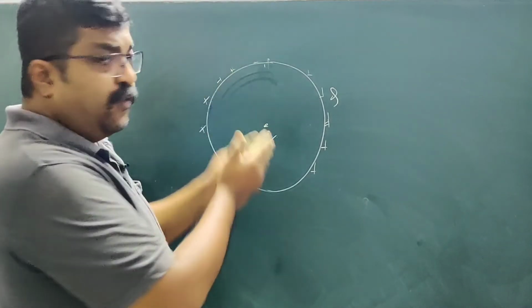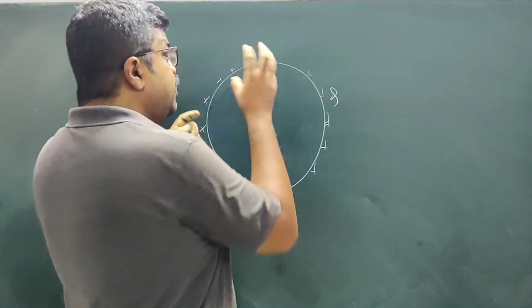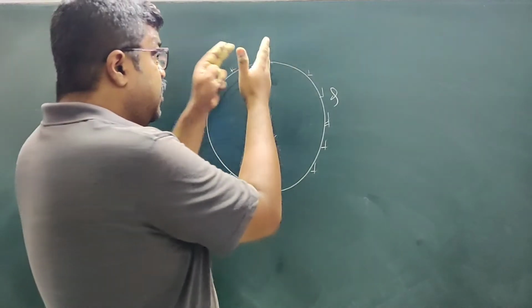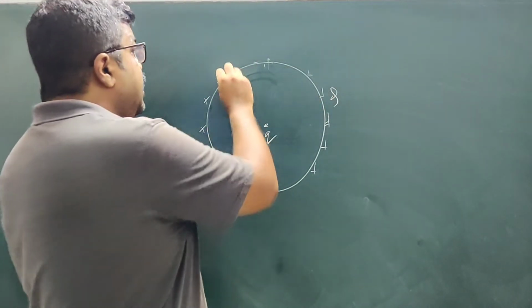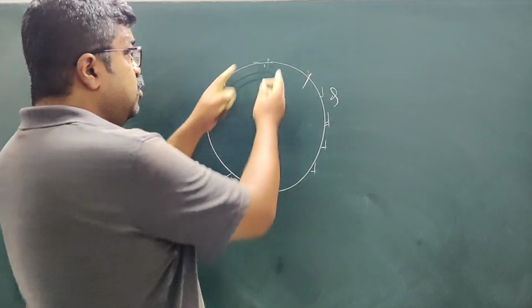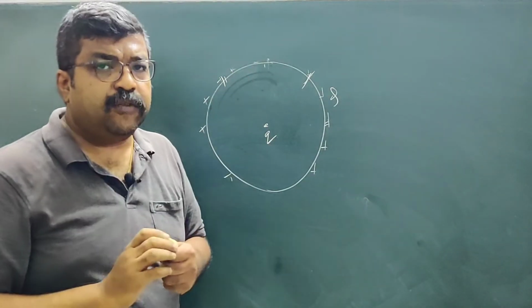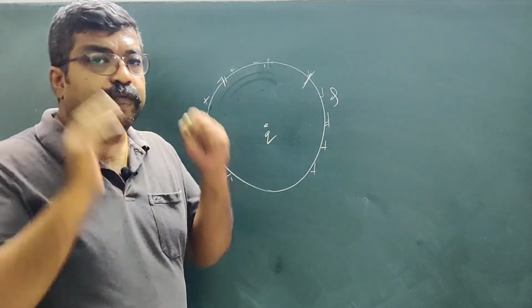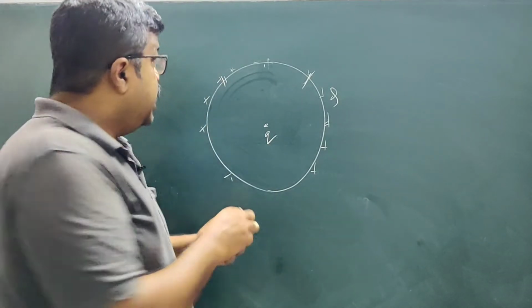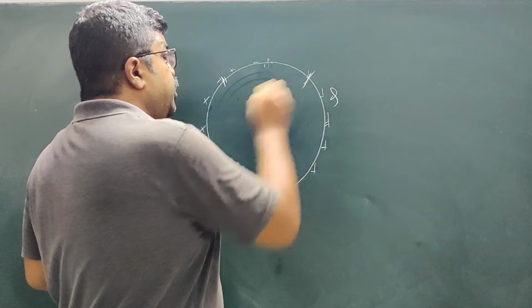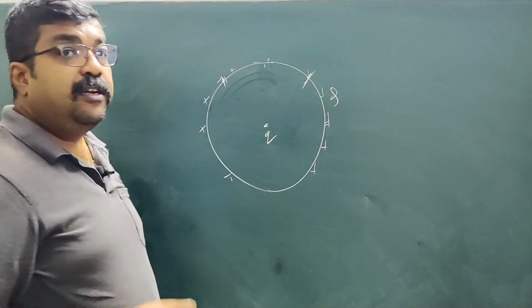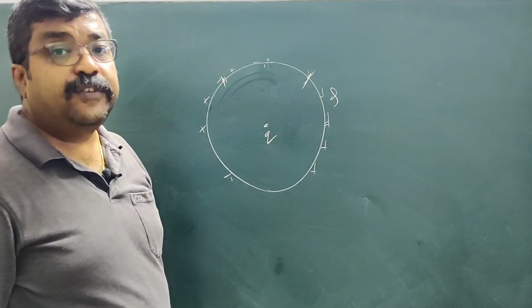So just for the sake of understanding that small segment, we are zooming in. The segment is small, but I am marking it like this. This is just for the sake of simplicity of visualization. Now, at this point and this point, we will mark the direction of tension.